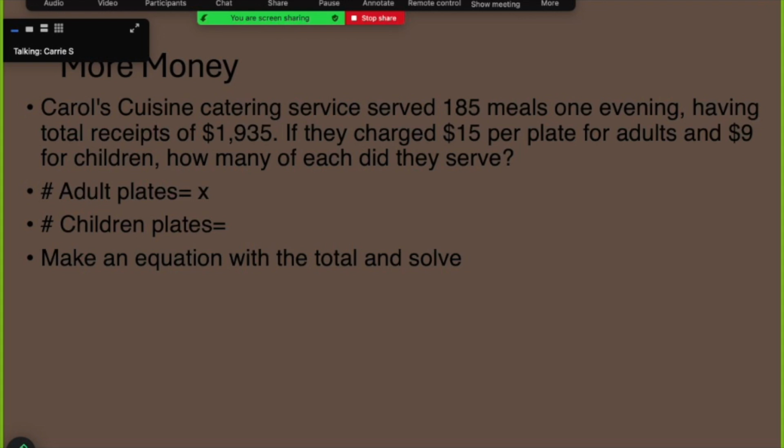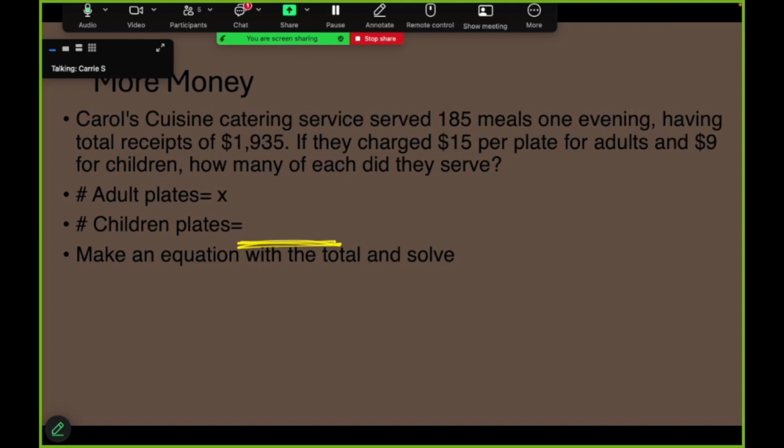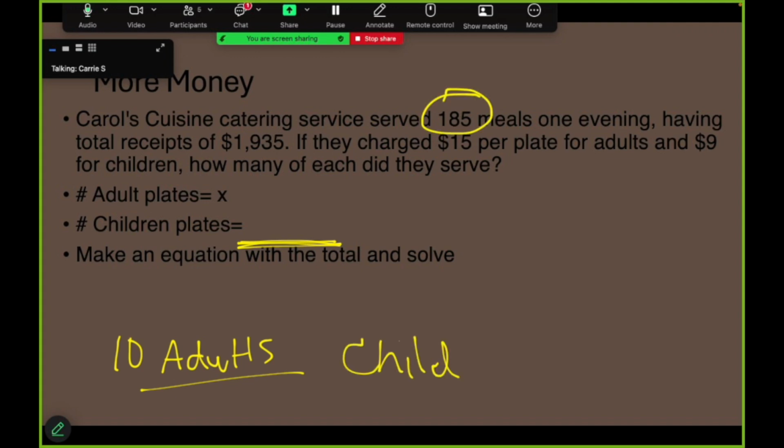So if I tell you that X is the number of adults, what equation can we put for the number of children? The total is 185. Just pretend that you knew there were 10 adults, which was very unlikely. How would you calculate the number of children if you knew there were a total of 185? What would you do to figure out the children? How many people total? It is 185 minus 10. Okay, so it'd be 185 minus 10.